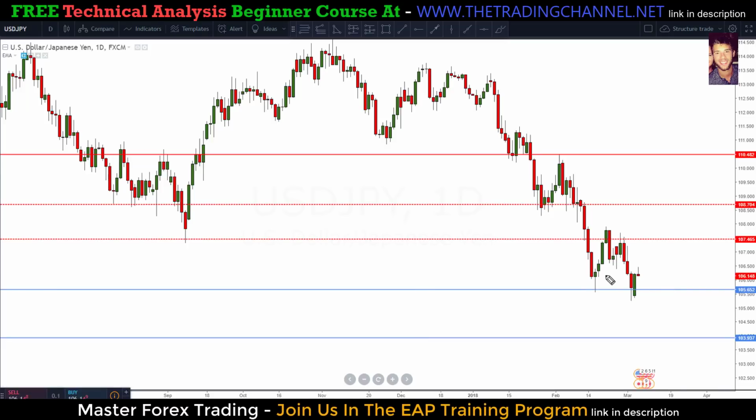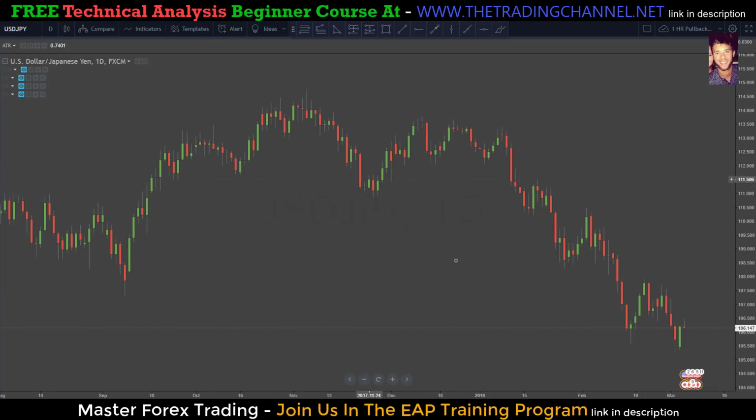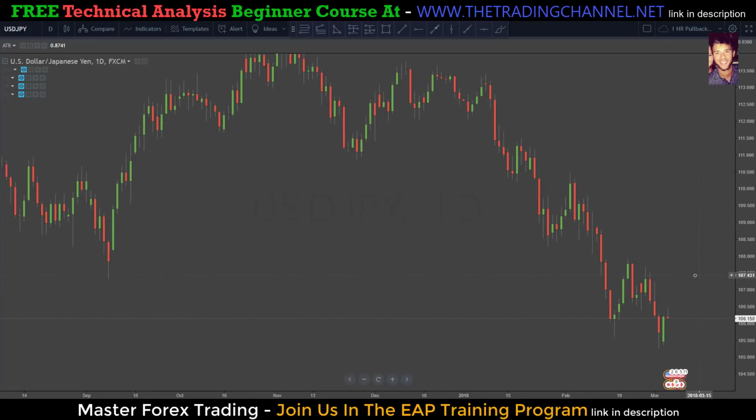So what I'm going to do is actually open up a different chart. Bear with me just a second. And here we have the same dollar yen chart, guys. I know it's a different background. I'm sorry about that, but this is going to make it a little easier for you to see the trend I'm talking about without the horizontal lines we had on the screen.